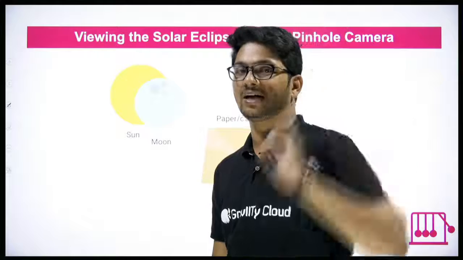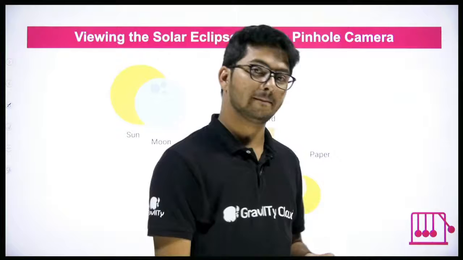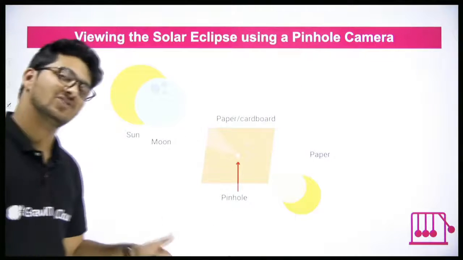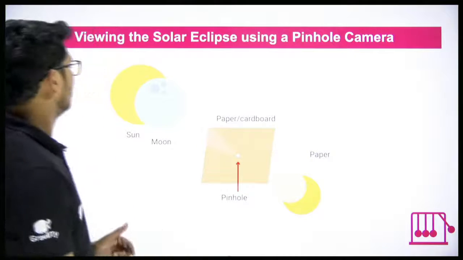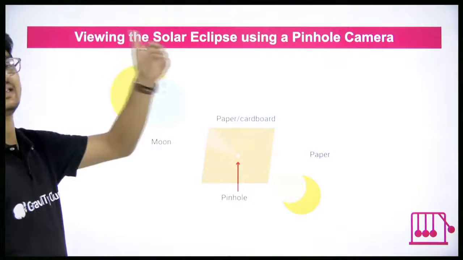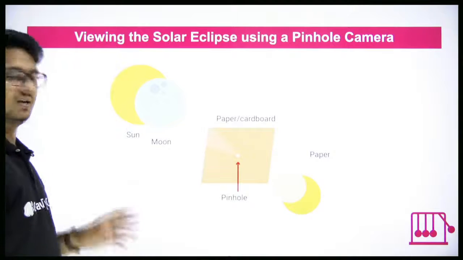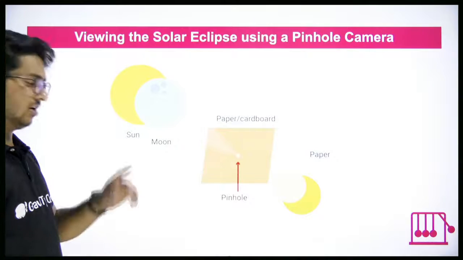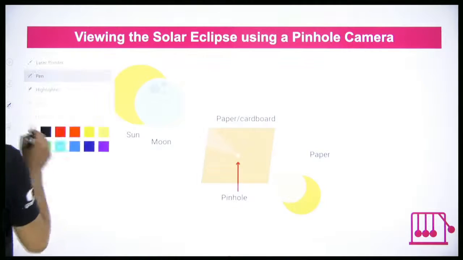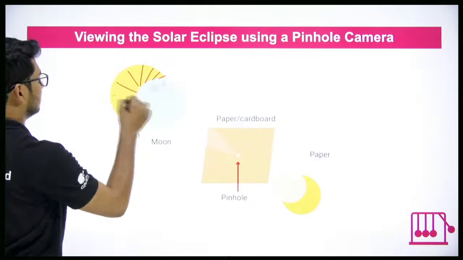Do not look at sun directly, but instead we can look at the image of sun using what? Using a pinhole. Now the same way we can also look at the image of solar eclipse using a pinhole. As we have seen in solar eclipse, moon comes between earth and sun. So the shape of sun will not be a circle. It will be a crescent. Yes or no? Something like this. Only this part of sun will be visible.